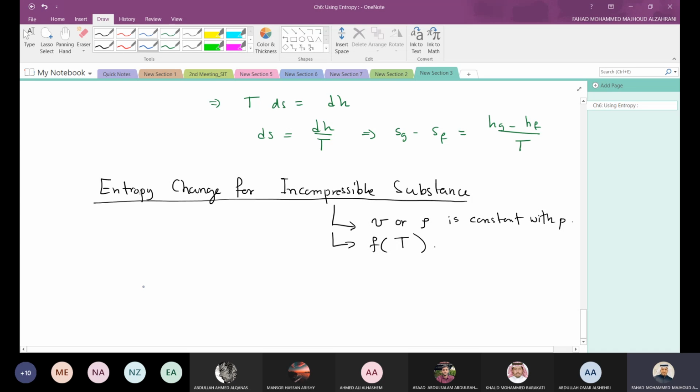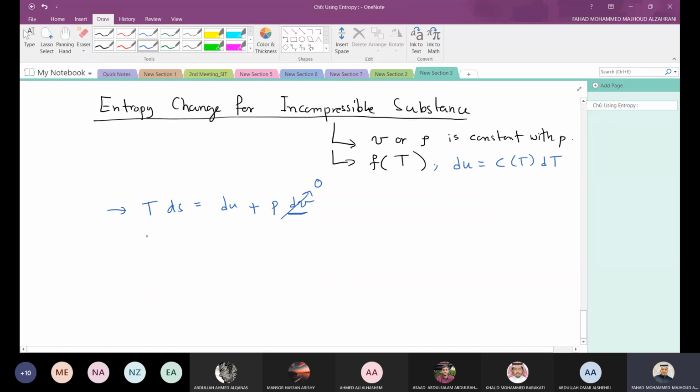So we have TdS equals du plus PdV. Since the properties are a function of temperature, we know that du is what? Using the specific heat, du equals C as a function of temperature, dT. This is the original definition for the du. Now what is dV here? Zero. Why? Constant with pressure, constant volume. So this is 0. So basically TdS equals du.